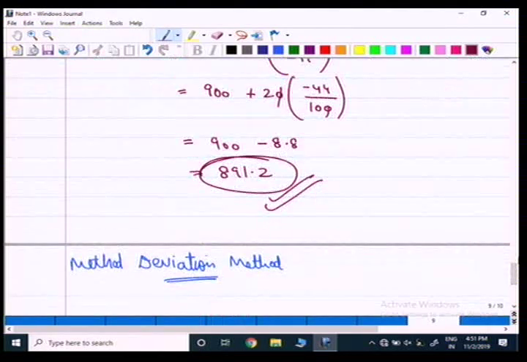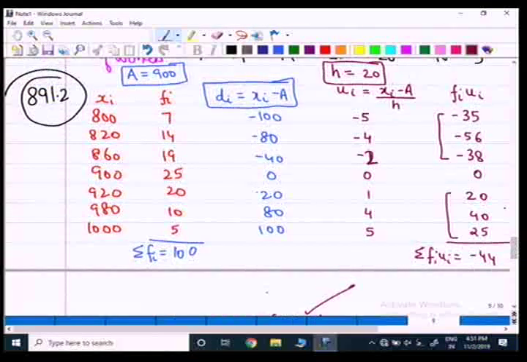Getting this? Any doubt in this one? Step deviation method? Note it down carefully. Itanagar, is this clear? Tamenglong, Itanagar?